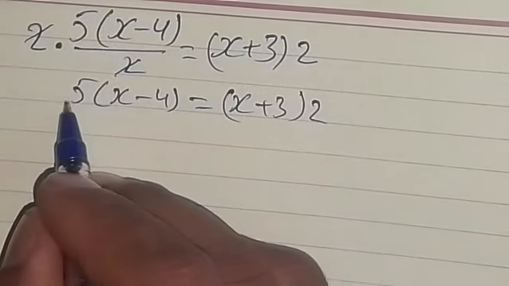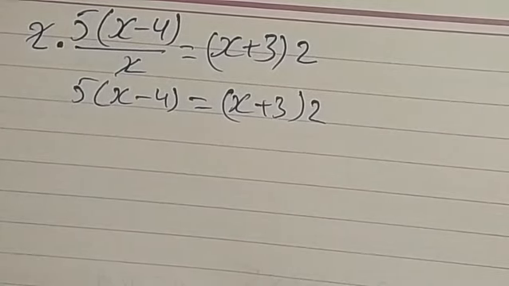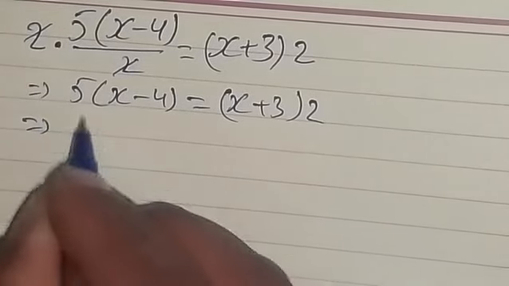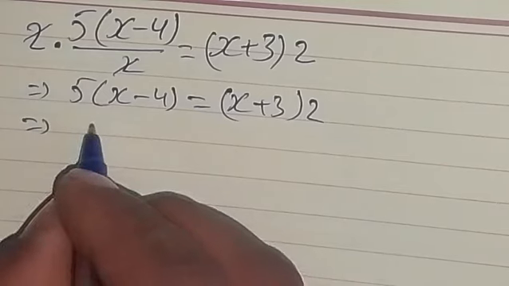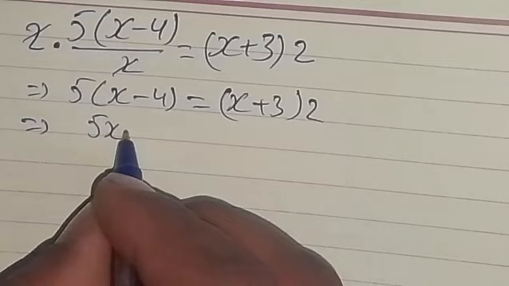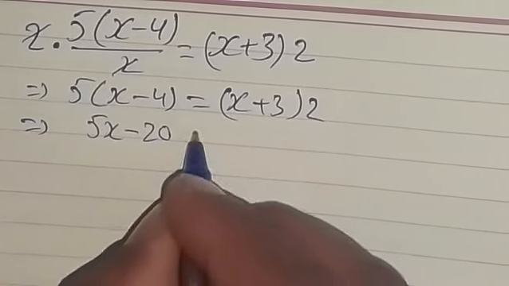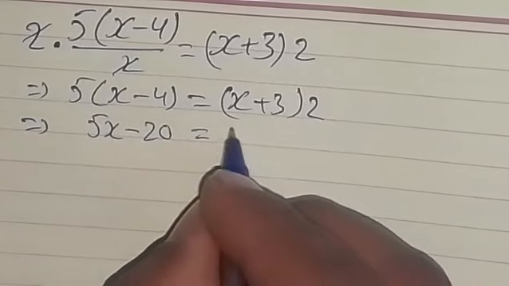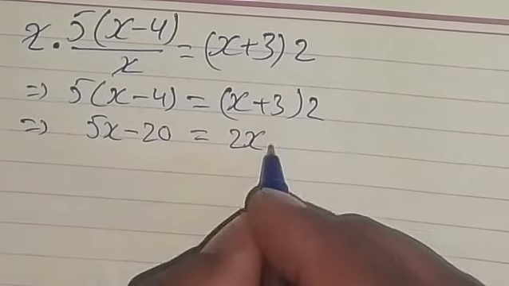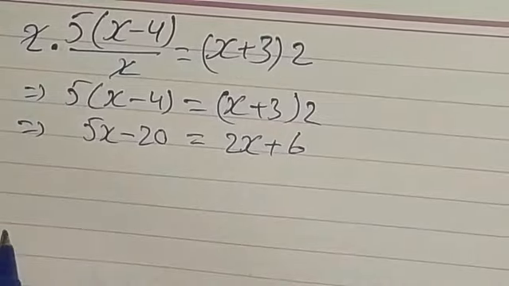So now we simplify the equation. 5 times x gives us 5x, and 5 times minus 4 gives us minus 20, equal to 2 times x, which gives us 2x, and plus 2 times 3, which gives us plus 6.